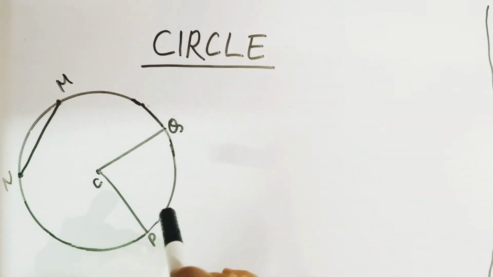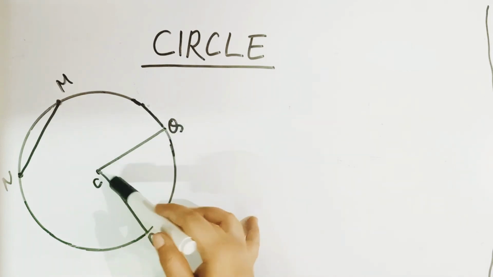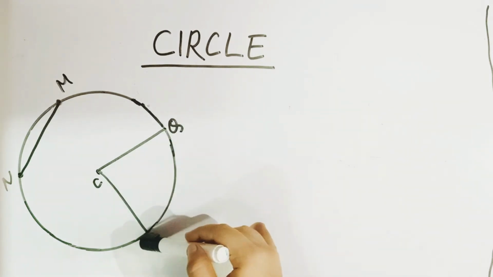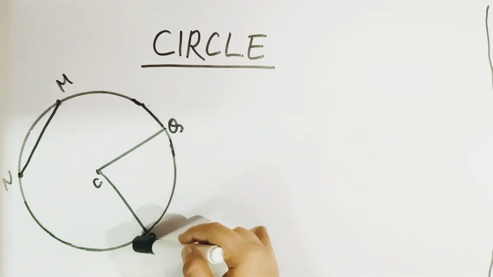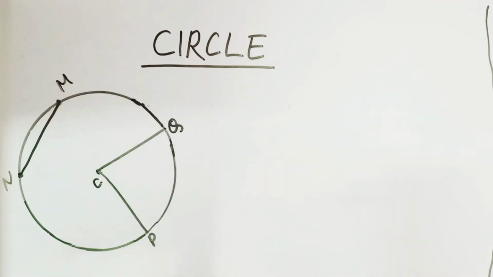Now it is clear. Let's just revise. CQ is a radius, and again CP is a radius, then this PQ is an arc. And this NM is a chord. Yes, very good. Now the last 2 points related to the circle, these are the interior parts of a circle.